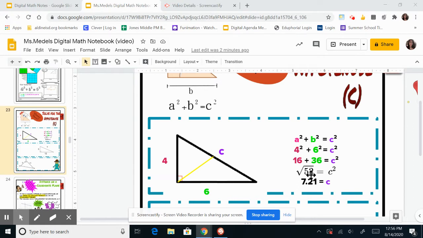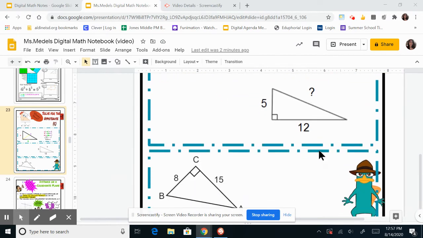Now, not sure if you remember, but when we talked about squares and square roots, remember I told you that the opposite of squaring is square rooting. So that's what I am going to do here. I'm actually going to square root both sides. I know I didn't do it here, but I apologize. When I square root, I get 7.21 equals C. Okay, so that is just one way. This is how we do it.